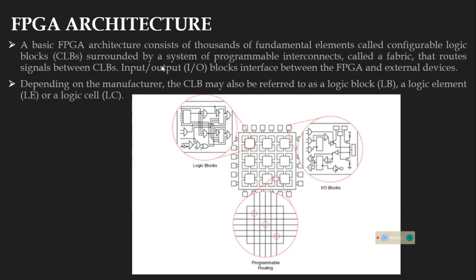And this is the FPGA architecture, right? So you could see the internal structure. It will be having thousands of fundamental components, which are referred to as CLBs. CLB is nothing but configurable logic blocks. All these things are interconnected by the programmable interconnects. It will be in the form of a fabric that makes the interconnection from one CLB to another CLB. And moreover, we'll be having some IO blocks that interface between this FPGA and the external devices.